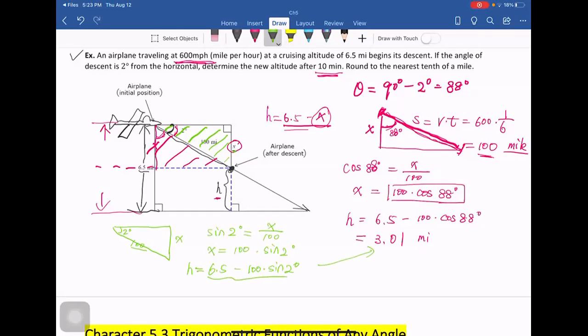Remember, in the result, round to the nearest tenth of a mile. So it's about 3.0 miles.